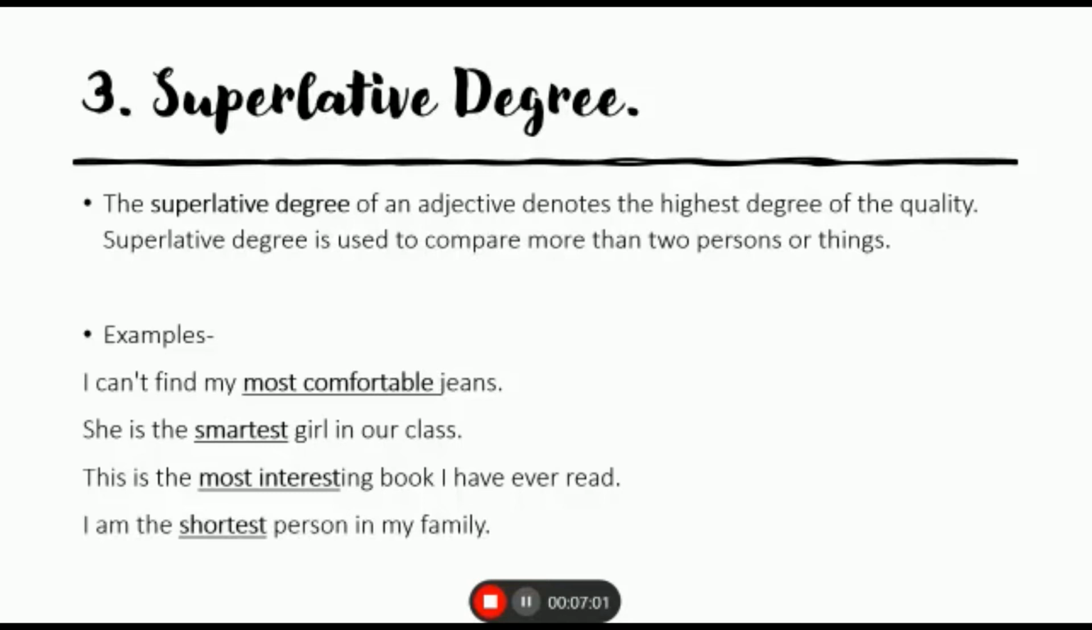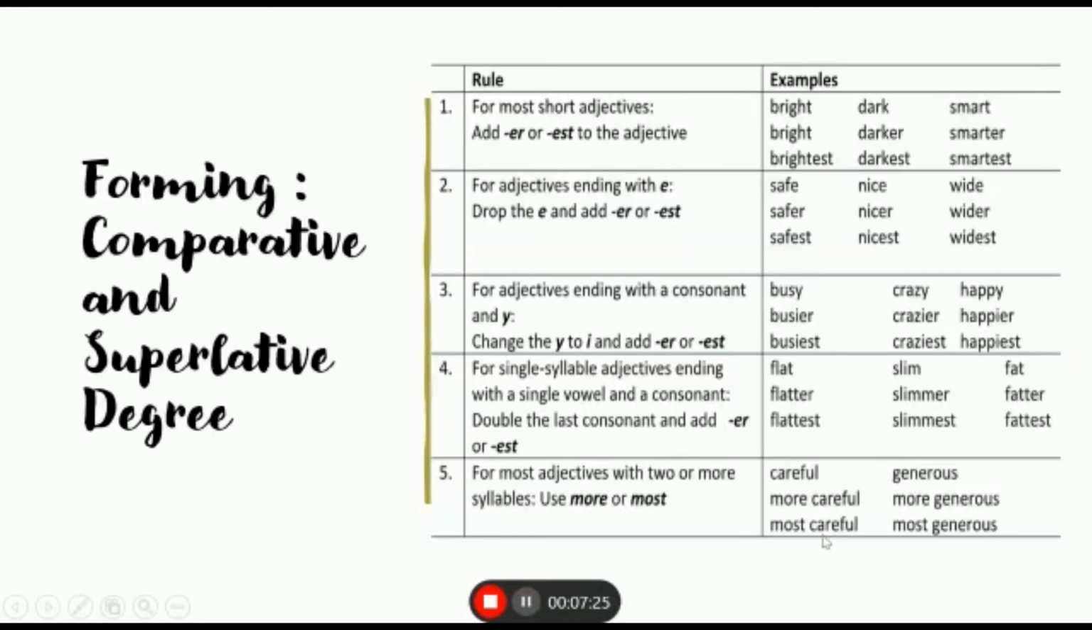This is the most interesting book that I have ever read. I may have read n number of books, but this particular one is the most interesting of all. I am the shortest person in my family. My family members may be many, but I am the shortest among all. So I am comparing one with all, that becomes the superlative form.